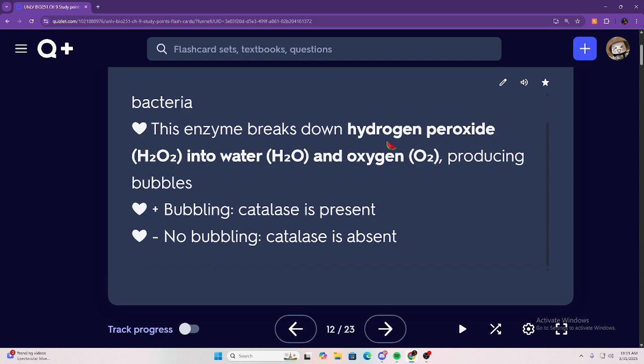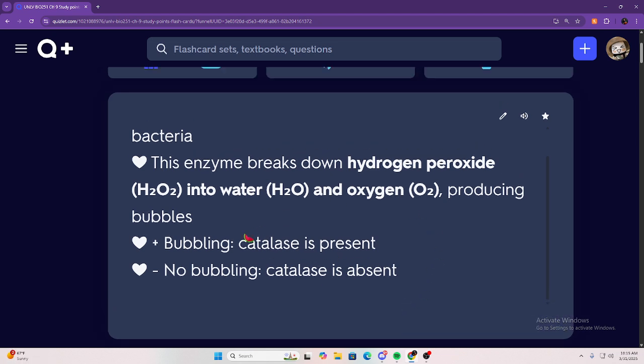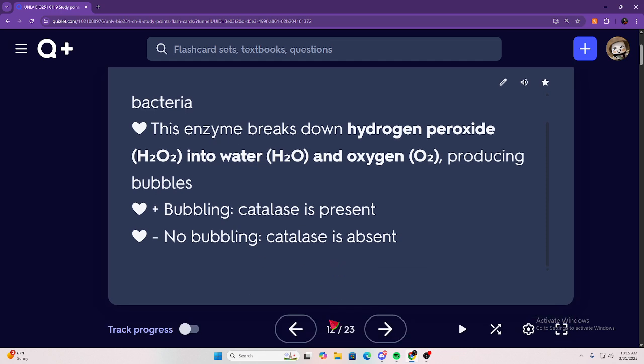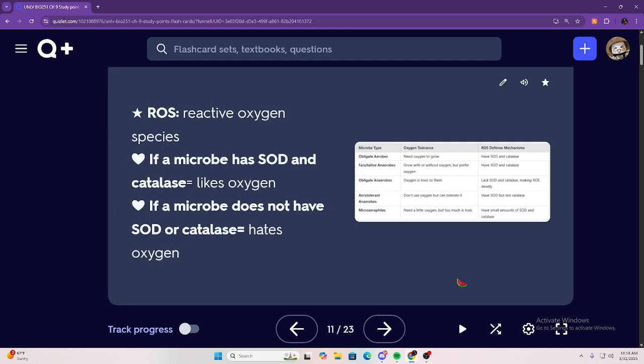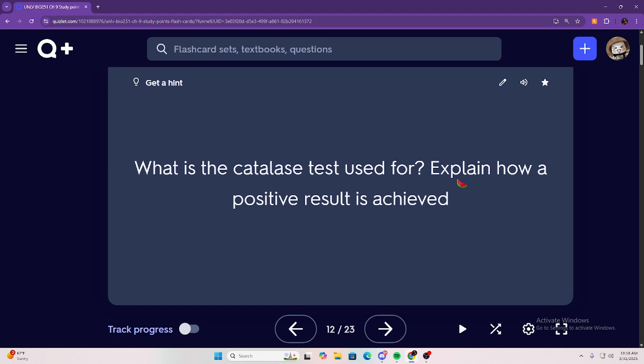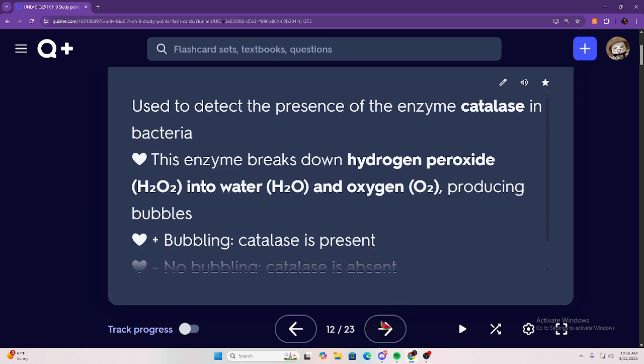So the enzyme breaks down hydrogen peroxide into water, and so on. What you need to know is that if it's positive, bubbling, that means catalase is present. But if there's no bubbling, that means catalase isn't present. So if we have bubbling, it would be an obligate aerobe, a facultative anaerobe, or a microaerophile, because those have catalase.